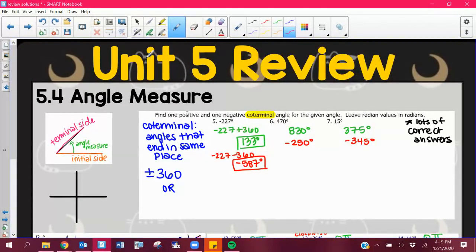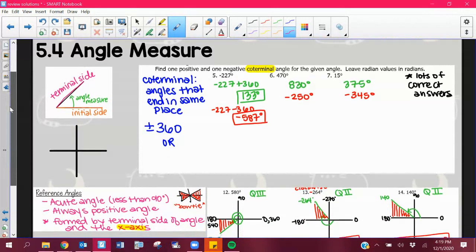So we talked about the angle measure in 5.4. And this is one where we talked more about the vocabulary, and we kept things in degrees to kind of remember, review, keep that stable in our brain. So whenever you have an angle, remember you always start with your initial side on the positive x-axis.